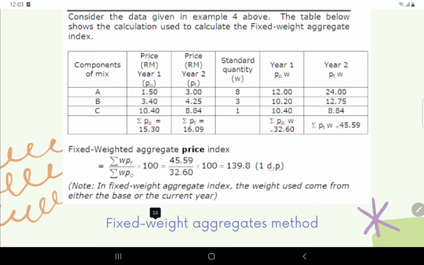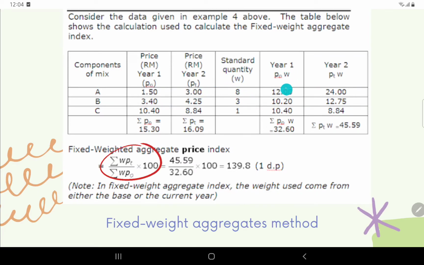So we need to find the fixed weight aggregate price index. So the formula is here. Total of WPT. PT is the price for current year. Divide by total of WP naught. P naught is the price for base year. And then times with 100. Okay, so kita tengok table ni. So this is the price for year 1. So year 1 is our base year, and year 2 is our current year. So ini standard quantity dia.